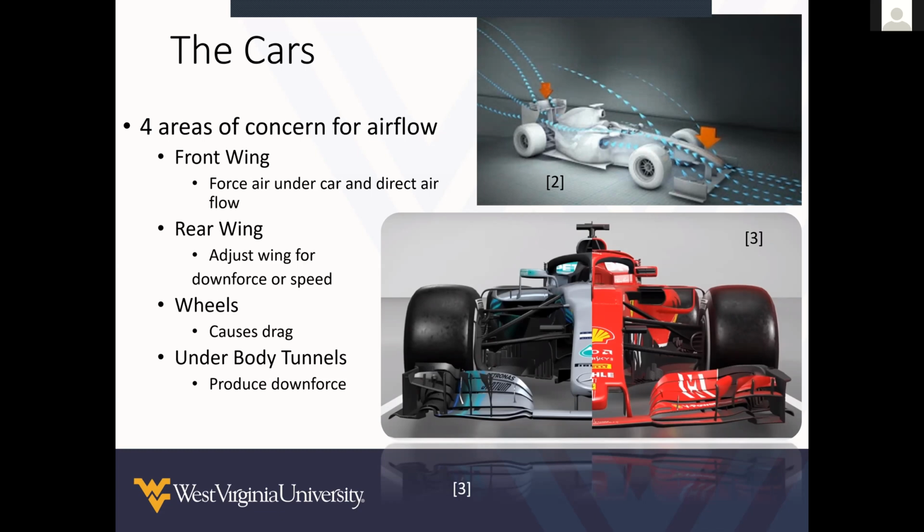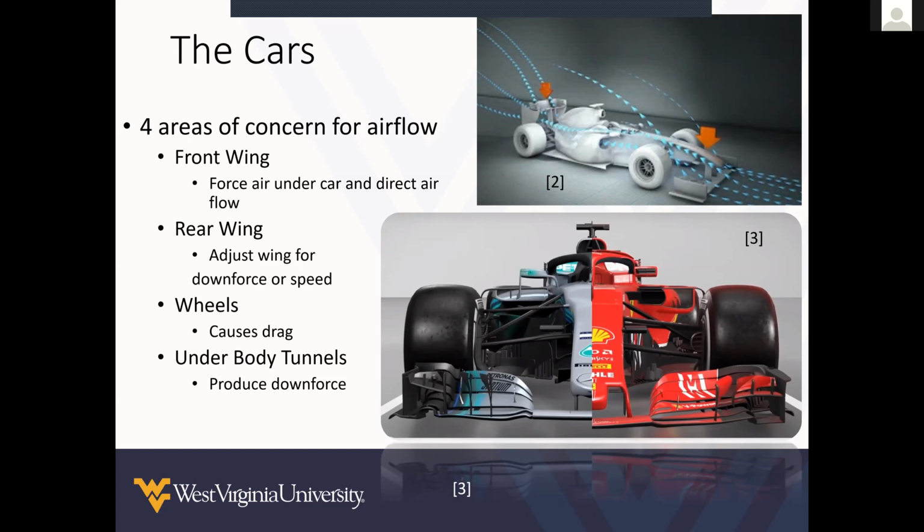And then, like I just mentioned, the wheels cause a lot of drag, so that's why the front wings can try and divert the airflow away from it. And then underneath the body, with how the tunnels work, pretty much those tunnels work to pull the car, or to suck the car down onto the ground, so they have better downforce.